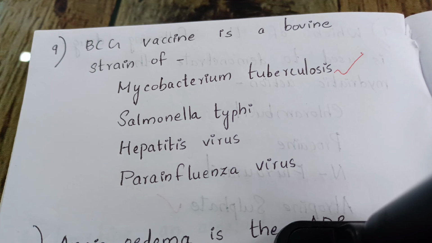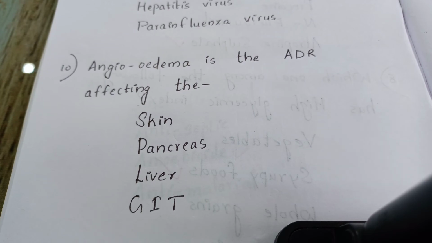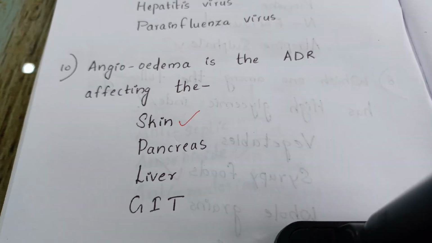Now moving on to the 10th question. Angioedema is the ADR affecting the skin, pancreas, liver, GIT. So angioedema is the rapid edema or swelling of the area beneath the skin or mucosa. So skin is the right answer. It is normally an allergic reaction, but it can also be hereditary. The swelling happens because fluid accumulates. It tends to affect areas with loose tissue, especially the face and throat, as well as the limbs and genitals.